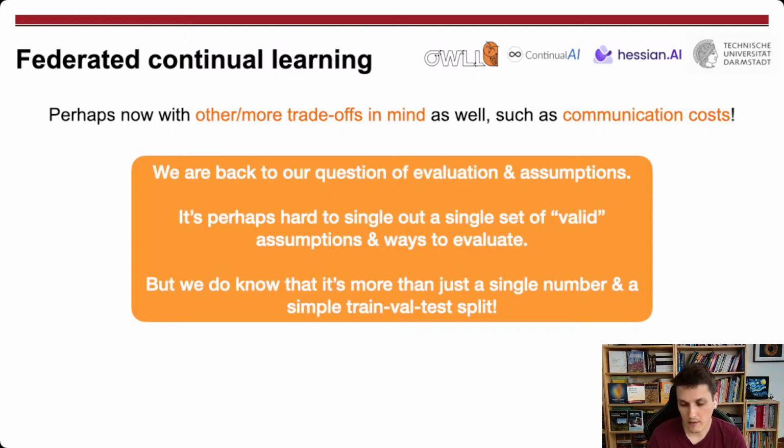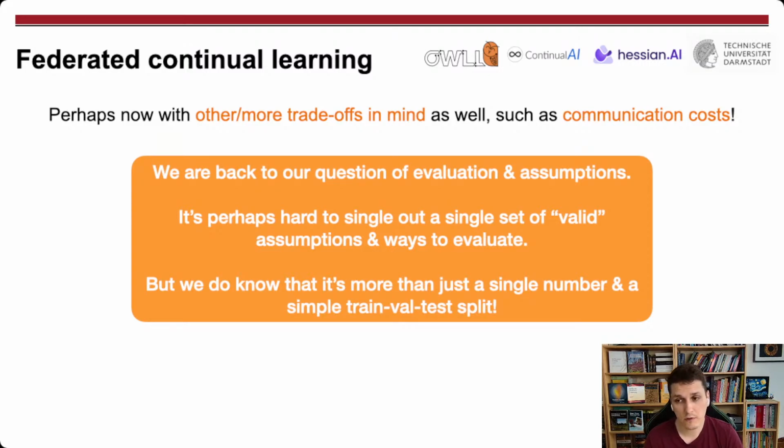It's quite opaque a lot of times when you read a paper to really figure out what it is precisely that is being done, in particular when we talk about anything that moves beyond a very traditional train validation test split, like a static train validation test split. So again, just to reiterate, perhaps there's no such thing, in my opinion, as a single set of valid assumptions and ways to evaluate.